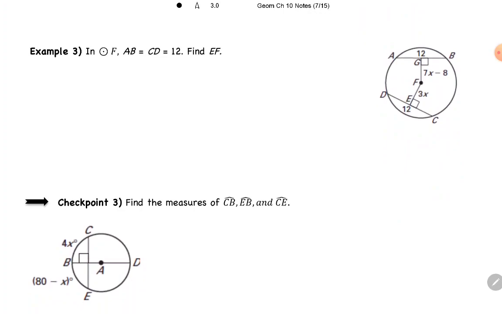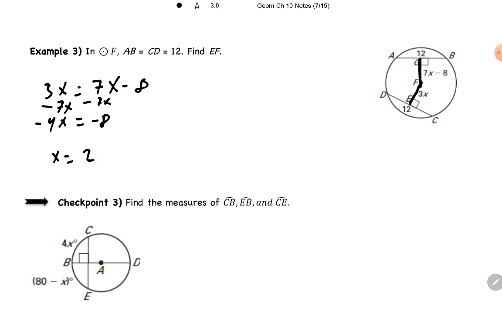Example 3. In circle F, AB is the same as CD, which is 12. Find EF. Because these chords are congruent, that means GF and EF are the same. So 3x is equal to 7x minus 8. That means negative 4x equals negative 8. That's me subtracting 7x from both sides. Divide by negative 4, and we get x is positive 2.